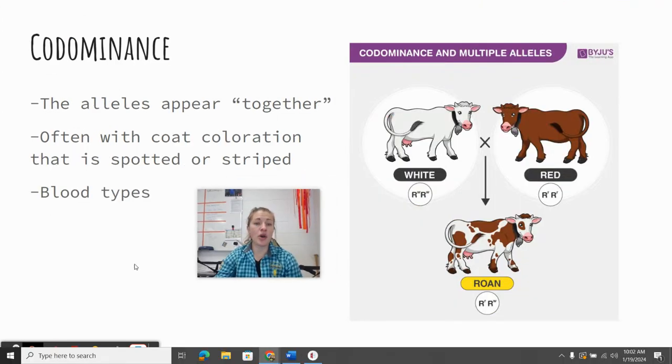Conversely, we have codominance. With codominance, we have 2 traits. So we use an example of cattle. We have white cows and red cows that are actually brown, but we call them red, whatever. They are going to make a spotted cow that we frequently call roan in coloration. So they're not going to blend together and make a tan cow or a pink cow. We can clearly see red and we can clearly see white. So they are working together and we can see them both together.